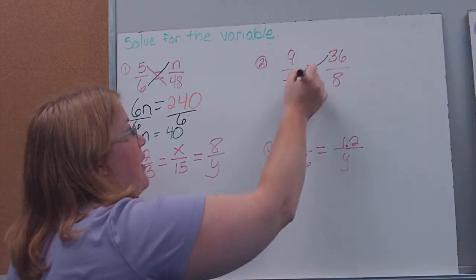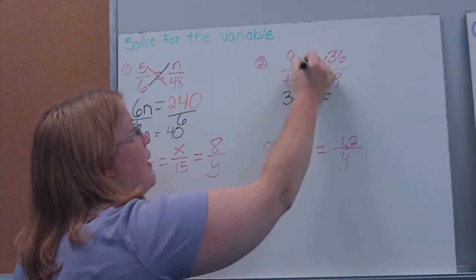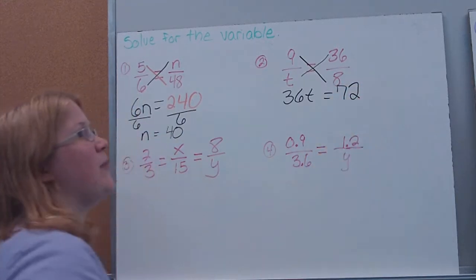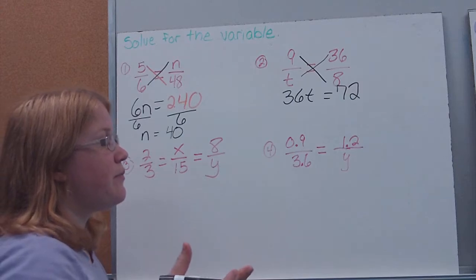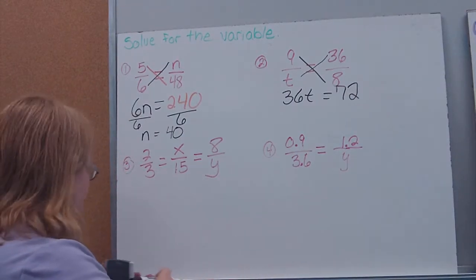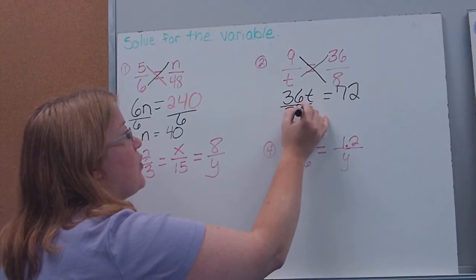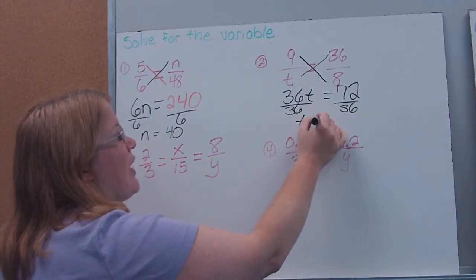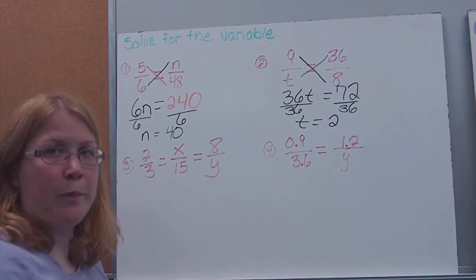So the same thing here. Here I've got a 36 times t. And on this side, I've got 8 times 9, which gives me 72. Now, my rules for solving equations tell me that I want to get the t by itself. So I'm going to do that by undoing my operation. I'm undoing multiplication by dividing, and I find out that t is equal to 2. Okay.